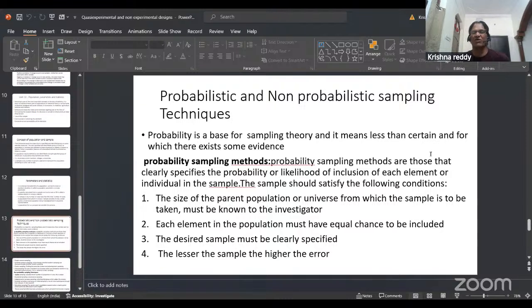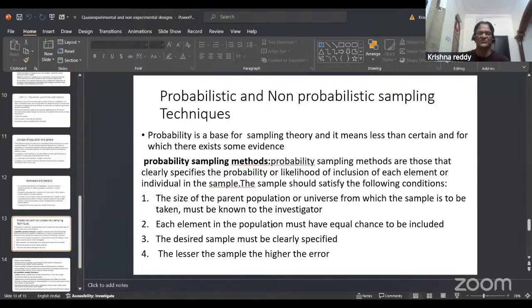Then probabilistic and non-probabilistic sampling techniques. Probabilistic means the other concept that is included in sampling is probabilistic and non-probabilistic. Probable means likely. Probable sampling methods means likely. If a coin is tossed, 50% chance, it may be tail or it may be head. Isn't it? Yes. Probability is there, 50% probability with regard to the tossing of the coin.